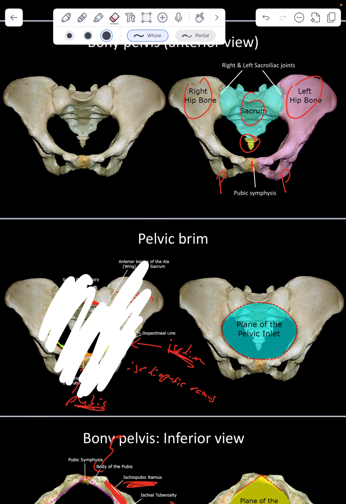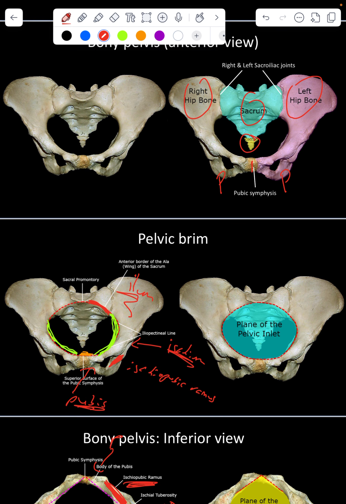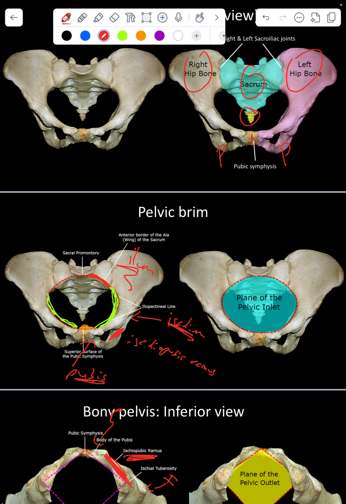Over here, let me get rid of all of this, which I cannot. Okay, so this is the sacral promontory. It's literally the top of the sacrum, the little bulge that you feel. It's like how the back of the neck has your C7, your vertebral prominence. Here it's a sacral promontory.